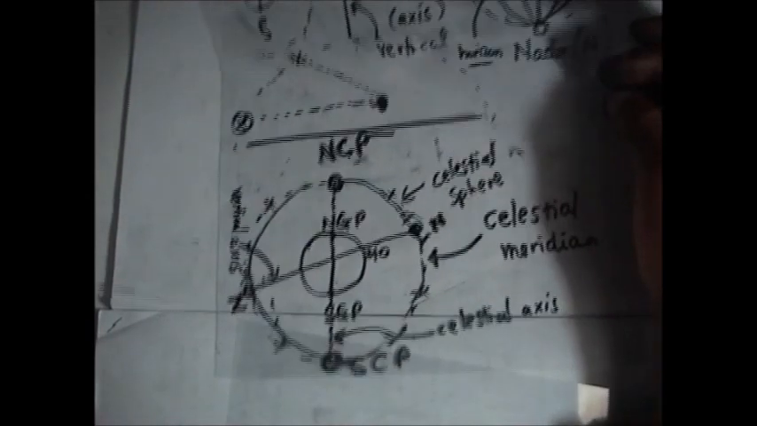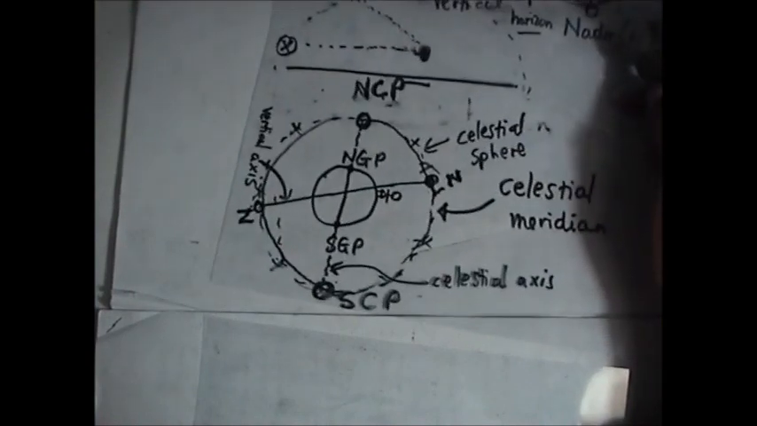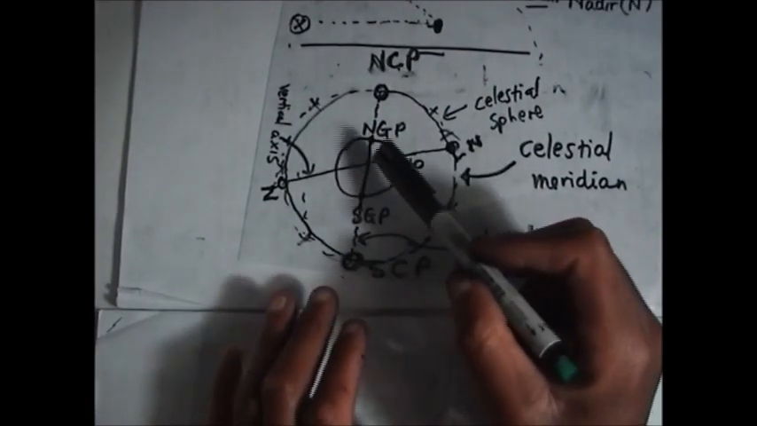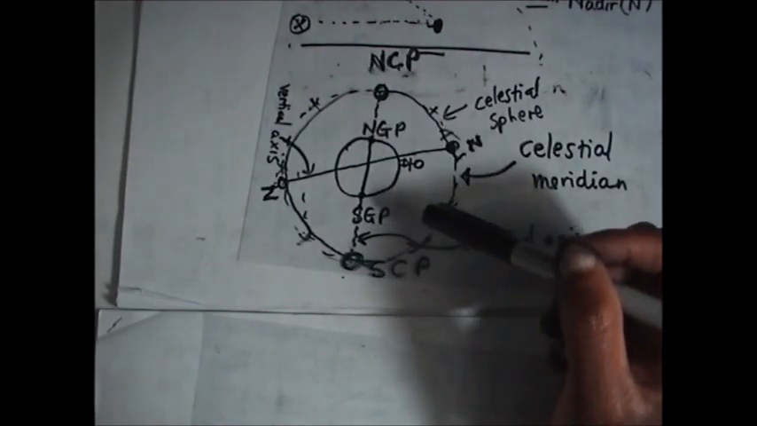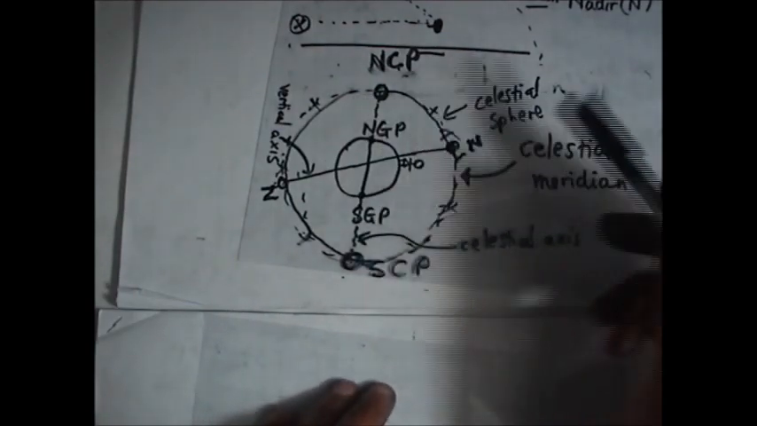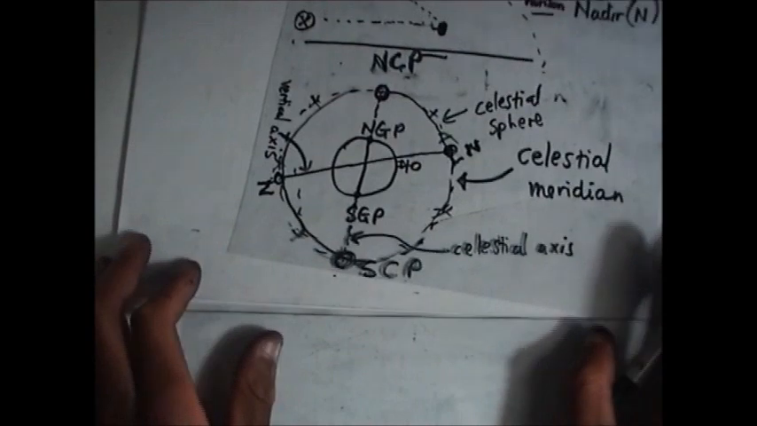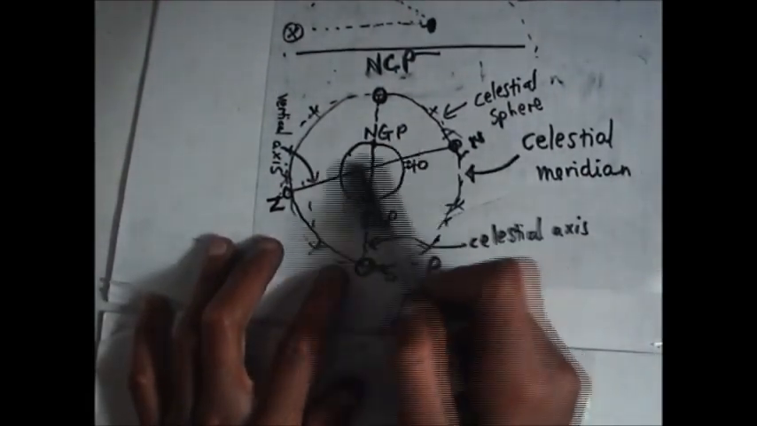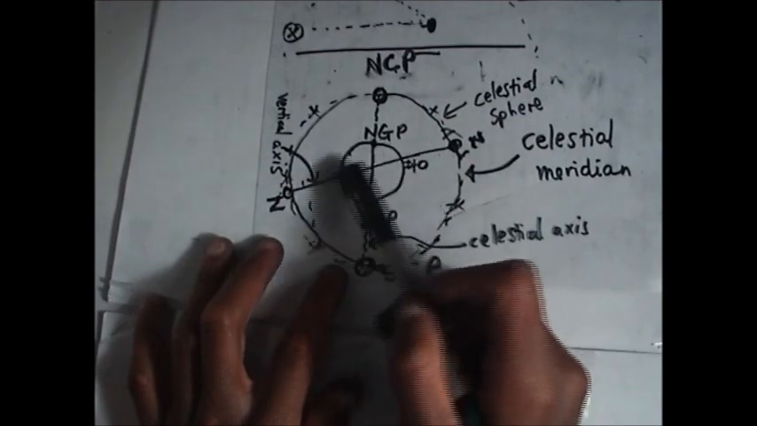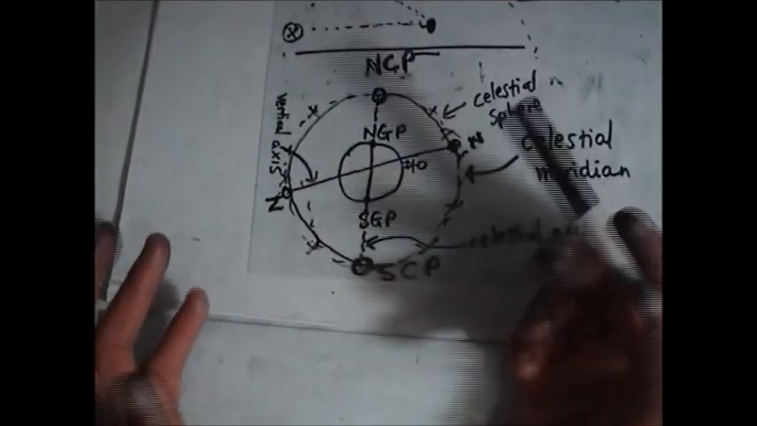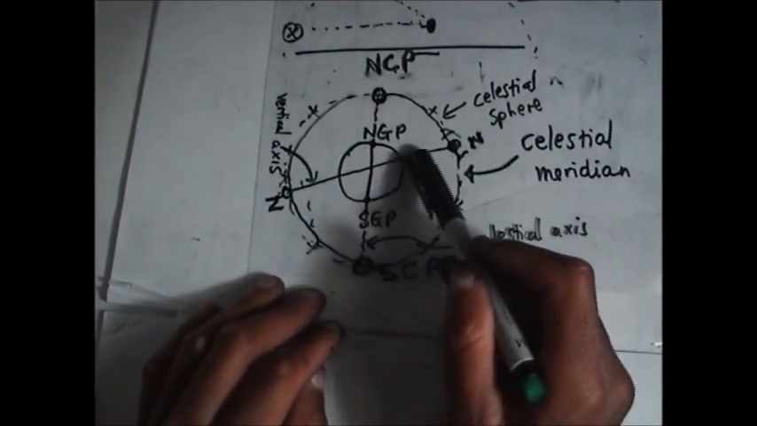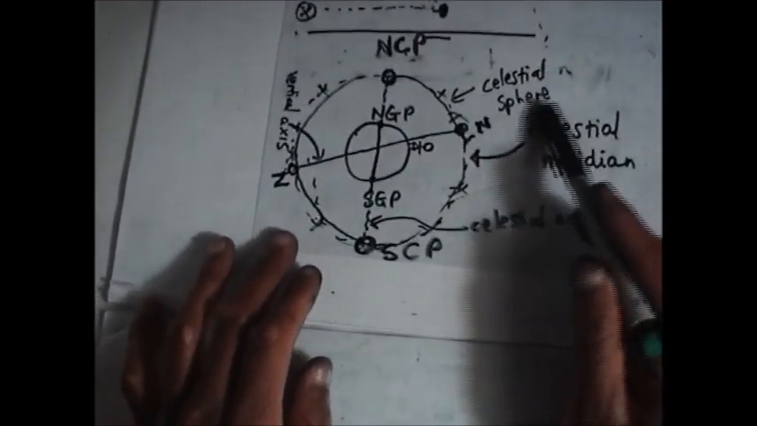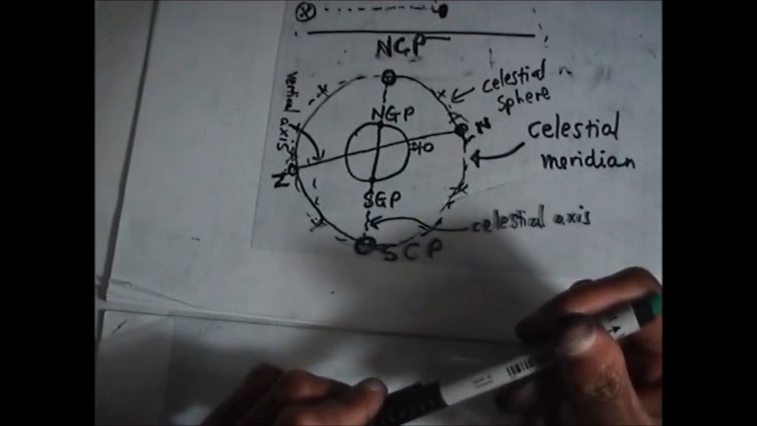It's called the observer's celestial meridian because it depends on the observer. If the observer is somewhere else, they will have their own celestial meridian. It depends on where the observer is, because it is dependent on the definition of the vertical axis, and on how the observer has created their plumb line and their vertical axis. So this is going to be our celestial meridian.